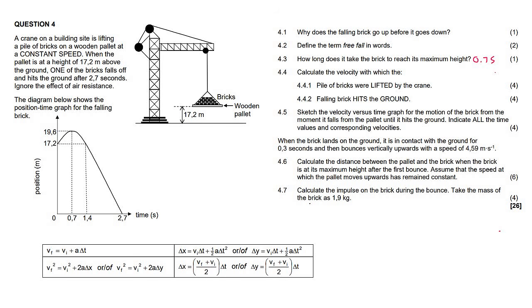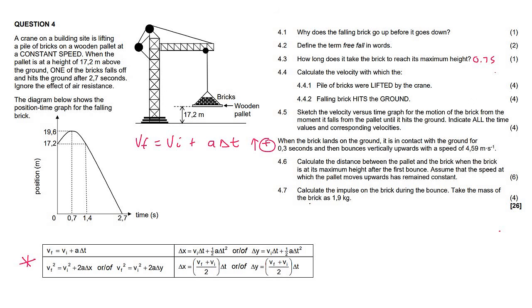4.4.1. Calculate the velocity with which the pile of bricks was lifted by the crane. Okay, so that's for 4 marks, so that's something a bit more involved. We've got these equations of motion down here, and they want to know the velocity that the pile of bricks was being lifted. So pretty much, what was the initial velocity of the brick as soon as it started to fall? We could simply use this equation, V final equals V initial plus A delta T. I'm using this one. And we could say that upwards is positive.